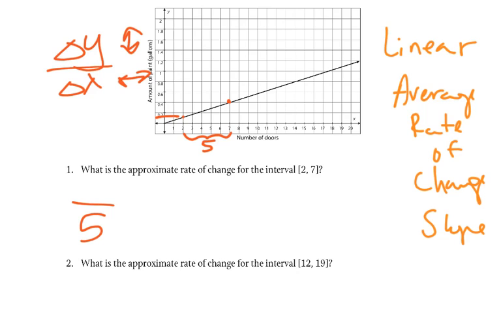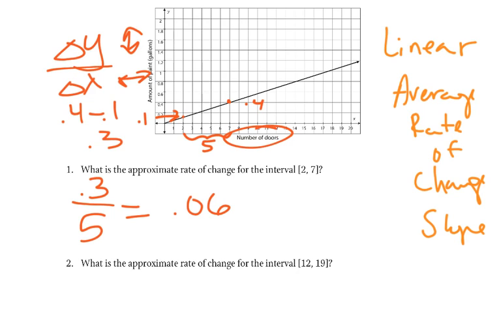Now the vertical change: this is probably about 0.1, and this is 0.4. So 0.4 minus 0.1 is 0.3. So we have 0.3 over 5, which we can divide, and we get 0.06. And what that means is for every door, we use 0.06 gallons of paint. So gallons of paint per door.